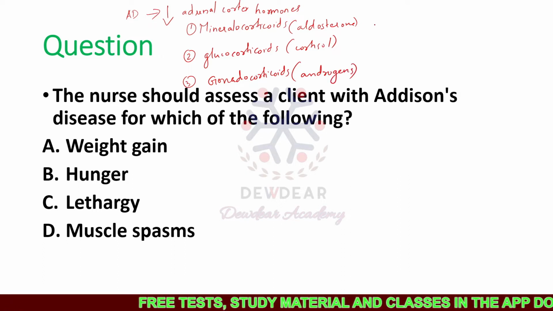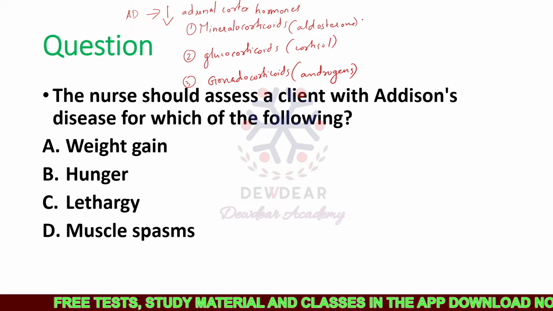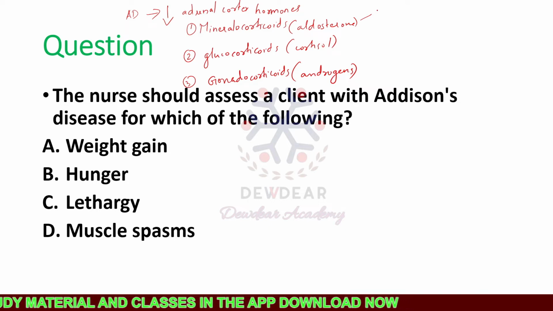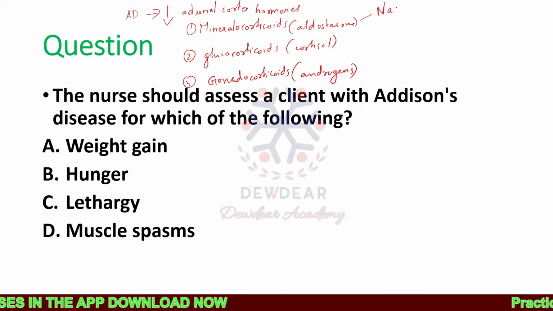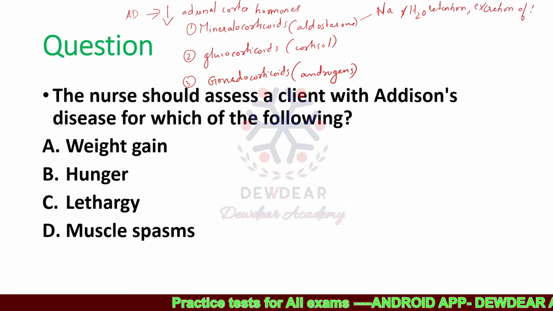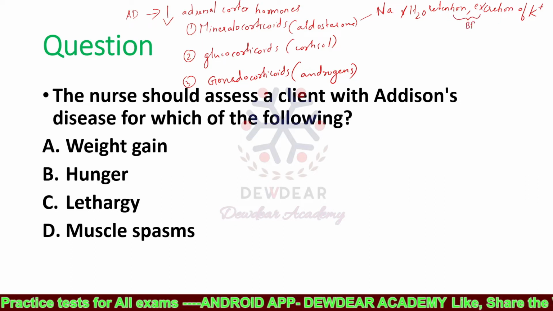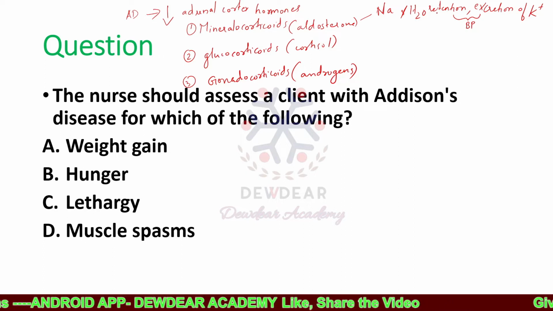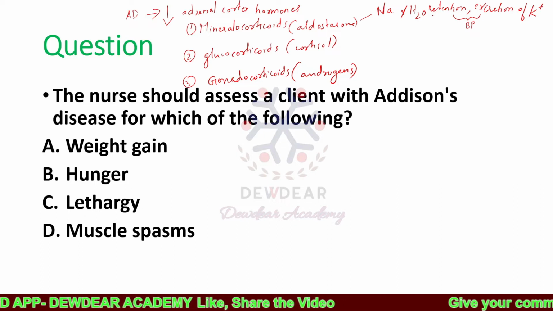So what is the action of aldosterone? Aldosterone helps to maintain water and electrolyte balance in the body. It is mainly helping through sodium and water retention, and there will be excretion of potassium. And thus it is helping to regulate BP. It helps to regulate BP in our body through these mechanisms, that is through sodium and water retention and excretion of potassium.